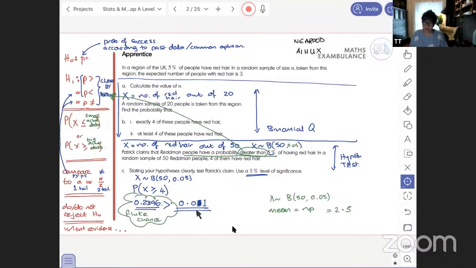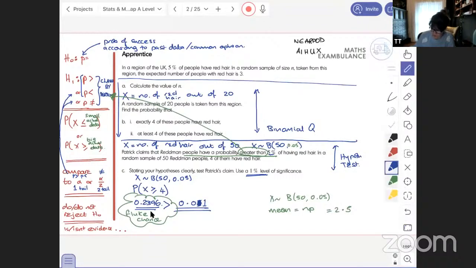Way bigger than 1%. So the chance of it happening by fluke is massive. So it probably didn't happen by fluke. So we don't reject H0. Do not reject H0. You only reject H0 if you get a tiny, tiny chance of it happening by fluke.